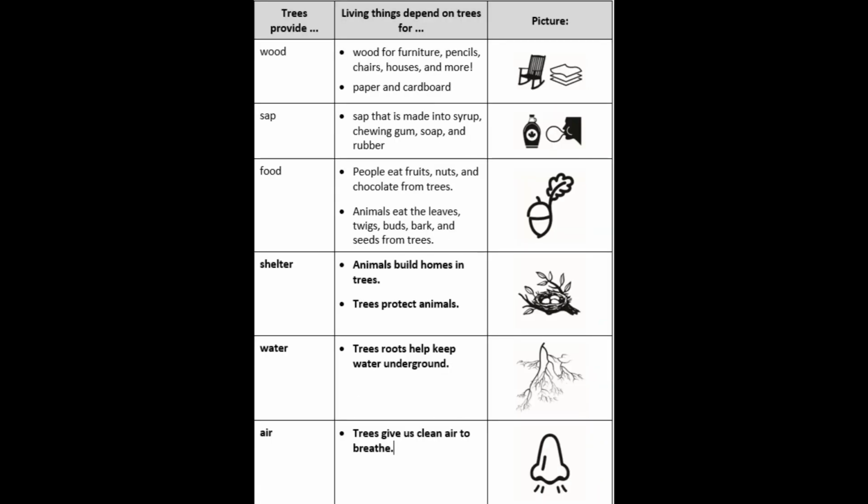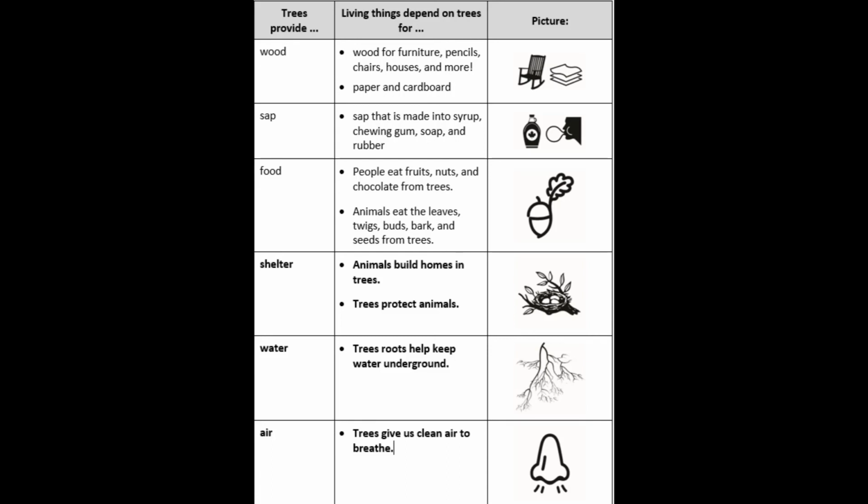Wow, kindergarten, we went through all of the things that trees provide for us. Wood, sap, food, shelter, water, and air. Those were all of the things that we learned about in our book, Be a Friend to Trees. We know that living things depend on trees for lots of different things.